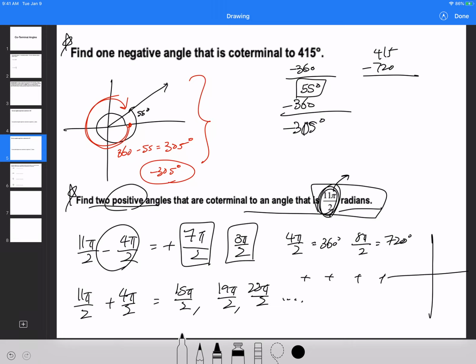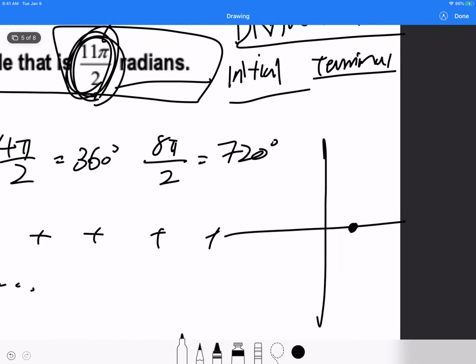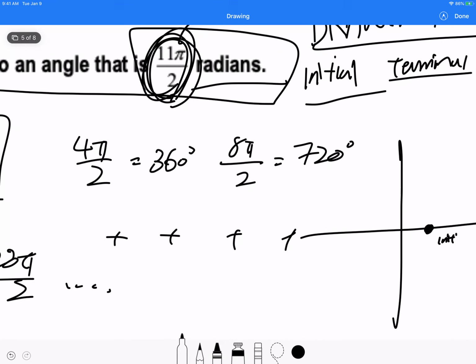Now, as long as you understand where the terminal side and the initial side are, for the drawing aspect of it, I would really like you to just write down where the initial side is and where the terminal side is. I think that's the only thing I'm really interested in you being able to do. So 11 pi over 2 means I need to keep on subtracting 4 pi over 2 to find out where the terminal side is. But you start from the initial side, so you're going to write down this as your initial. I can't go any further than that, so this is your initial.